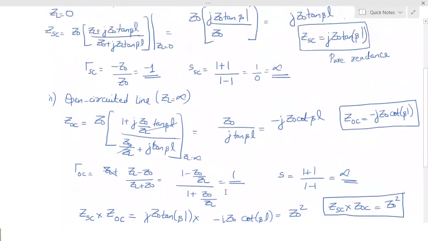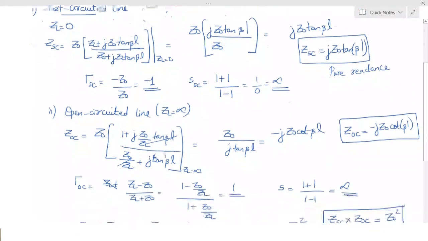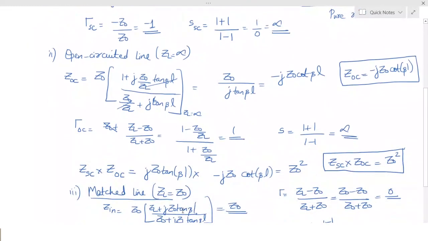So learn the three cases: one is short circuited line, then open circuited line and matched line. For all the three cases, learn the equation for input impedance, reflection coefficient and standing wave ratio.